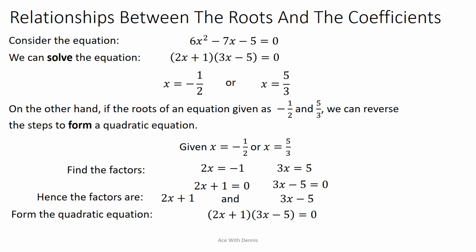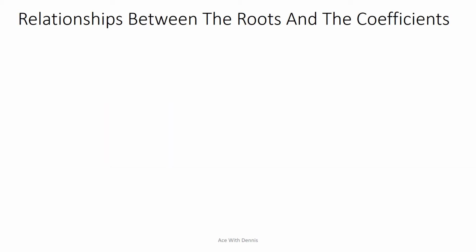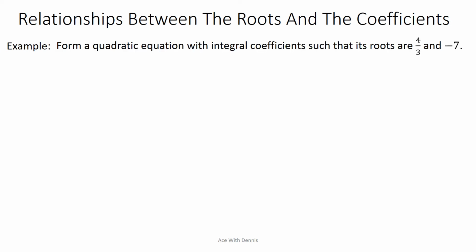From the quadratic equation, we get (2x plus 1)(3x minus 5) equals 0. Expand it, you get back to the original equation, which is 6x squared minus 7x minus 5 equals 0. Here is one example. Form a quadratic equation with integral coefficients such that its roots are 4/3 and negative 7.